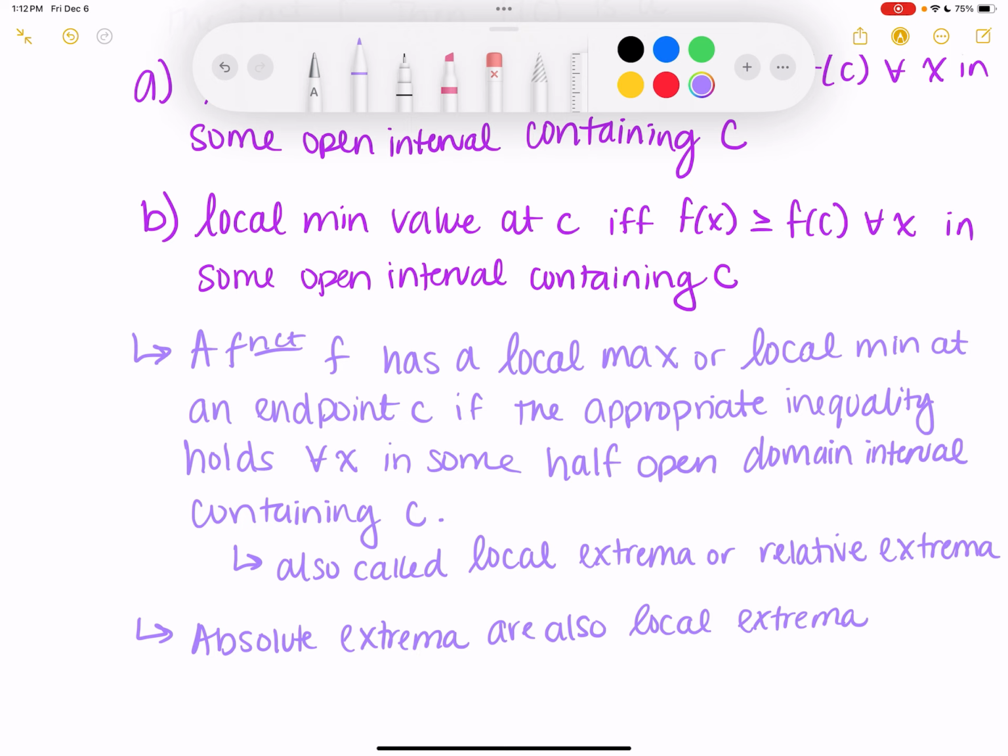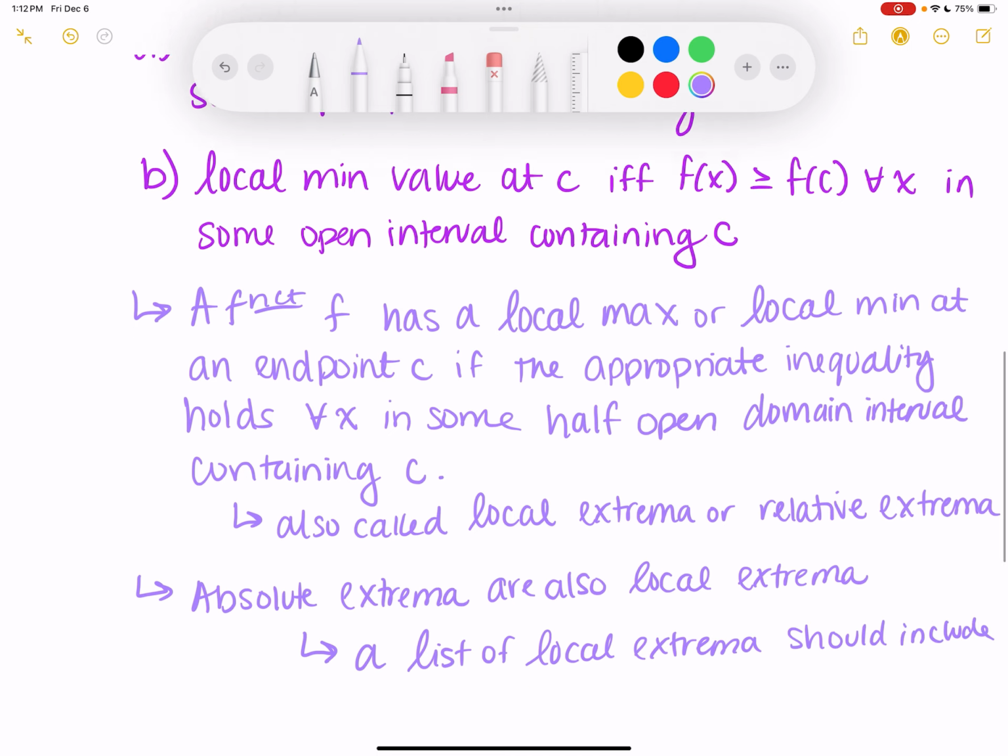Does it make sense to you, Virginia? I'm just writing. A list of local extrema should include absolute extrema.